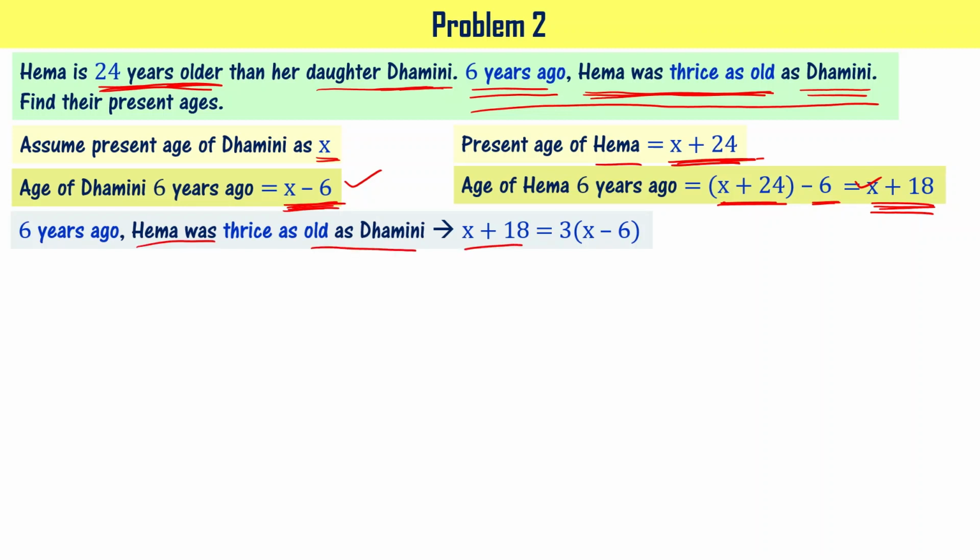Hema's age was x plus 18, right? That is, thrice means 3 times the age of Damni 6 years ago. That is x minus 6, right? X plus 18 equal to 3 times x minus 6. Let's simplify this equation so that I can write it as x plus 18 equal to 3x minus 18. Now I have multiplied this particular 3 with x such that I got 3x, and 3 times minus 6 is minus 18, right? Now x plus 18 equal to 3x minus 18, right?